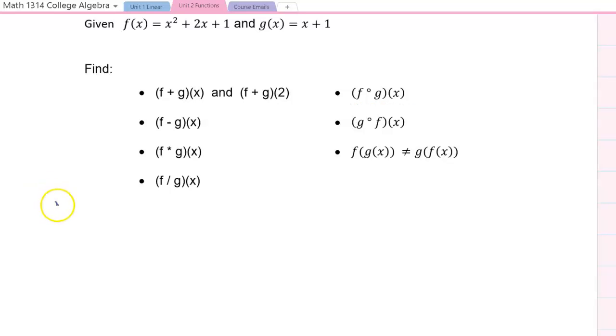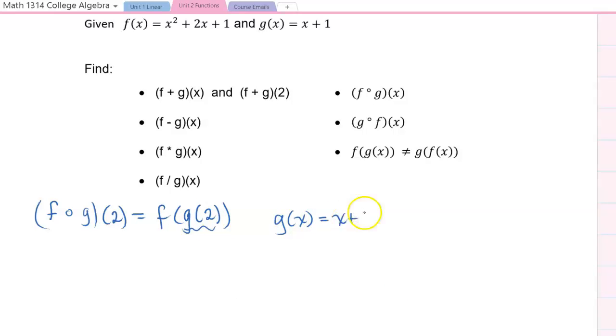Let's say we want to find f of g of 2. We can write this as f of g of 2, which means we must first find g of 2, and then whatever we get, we plug it into the f function to find our answer. Since g of x is equal to x plus 1, we find that g of 2, by substituting 2 for x, is equal to 3. Now we find f of 3. The 3 is from the g of 2.